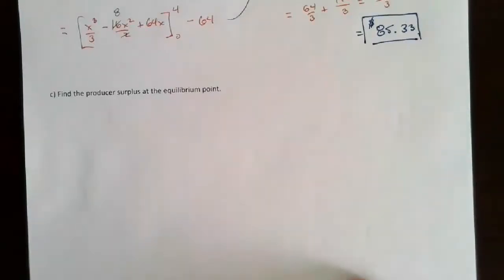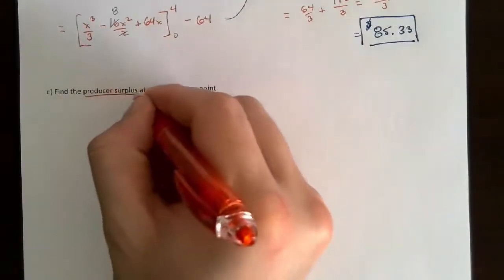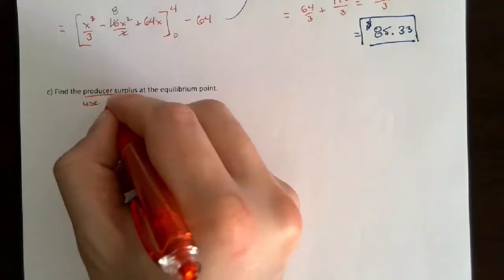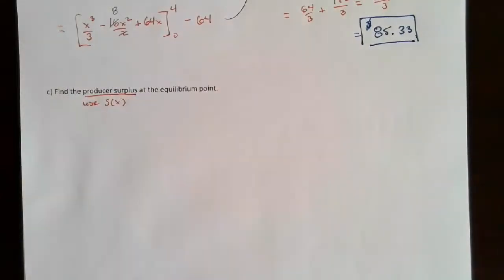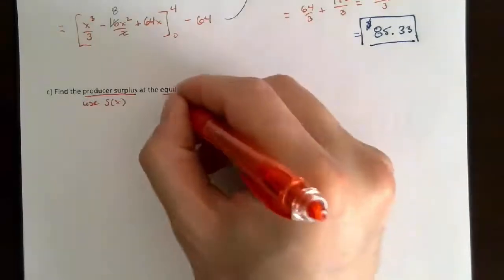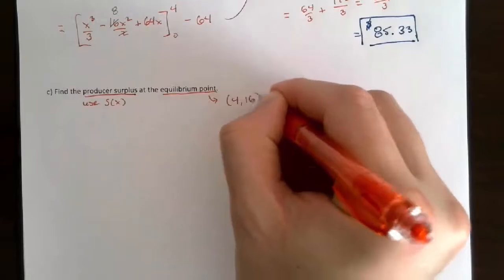Alright, lastly, we're going to talk about the producer surplus. When you see producer surplus here, that's telling you to use the supply function. Supply functions for the producer give the number of items they're going to produce at that price per unit. So we're using S of X here. At the equilibrium point, which we found in part A, is 4, 16.